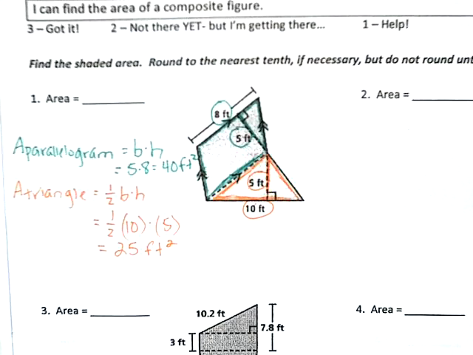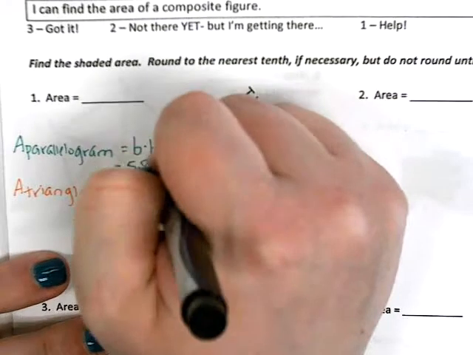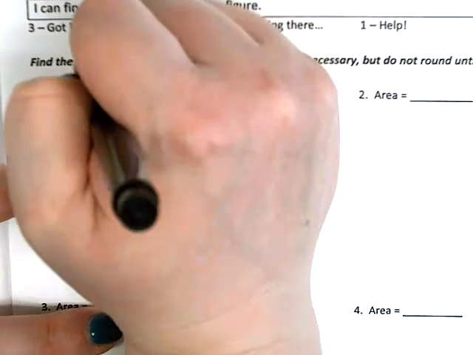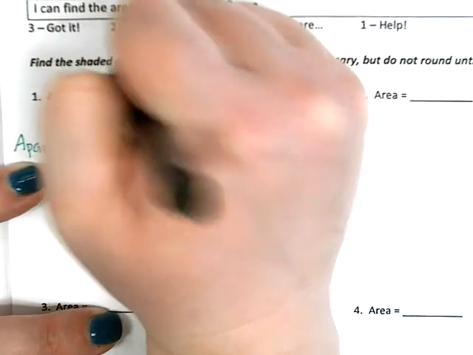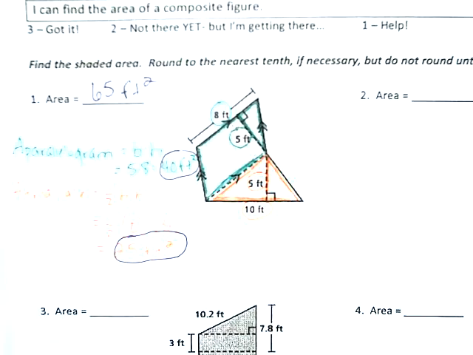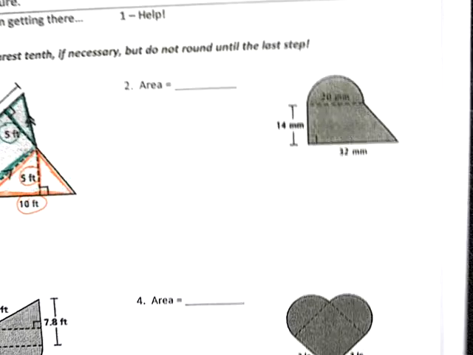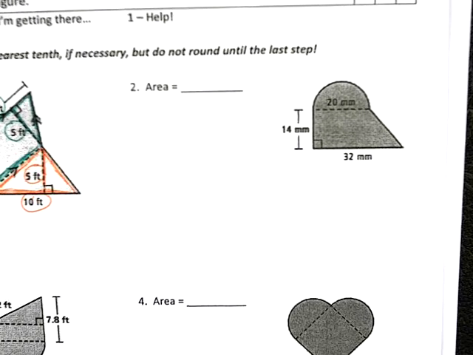So all we're going to do is add those two together to get the total area. I'm going to take the 40 feet squared and the 25 feet squared, and we get 65 feet squared as our total area. That's all it is. We identified two separate shapes that we saw, found their areas, and added them together. Not that big of a deal. Okay. Number 2 is pretty similar.